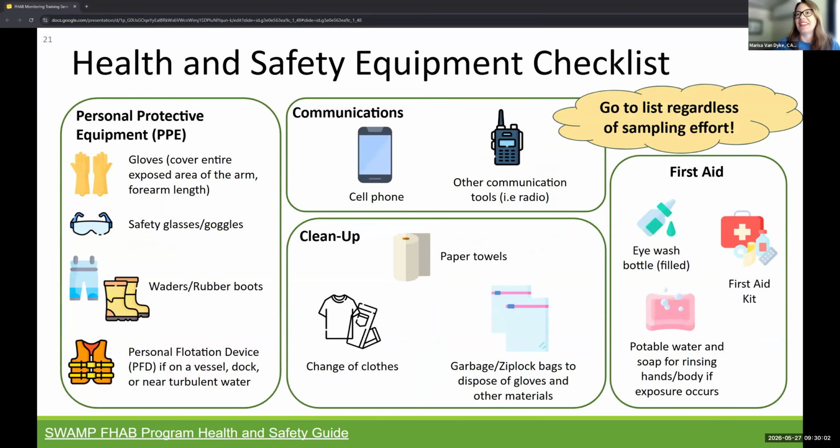Okay, so we're going to segue into our monitoring resources. We like to start off with the health and safety supplies, which are really essential to protecting staff that monitor in the field. These are items recommended by the FHAB program here on the slides. We often make kits of these, put them in bins so they're easy to grab and go. And we provide a checklist that can be integrated into your own health and safety plan as well.